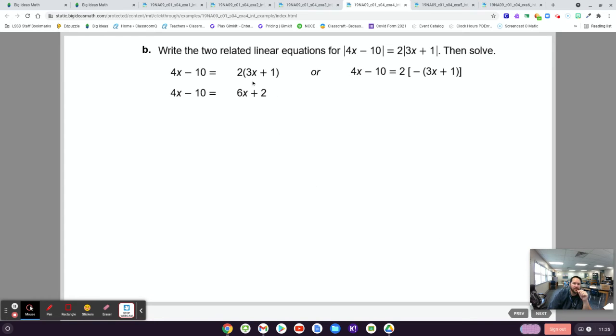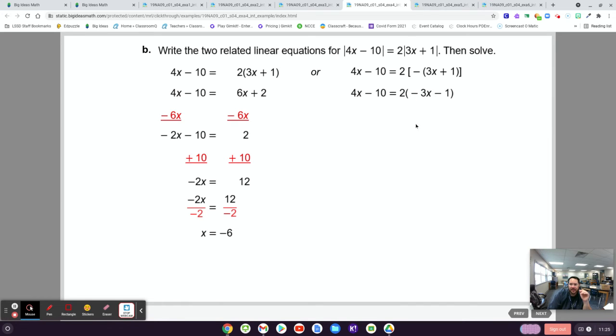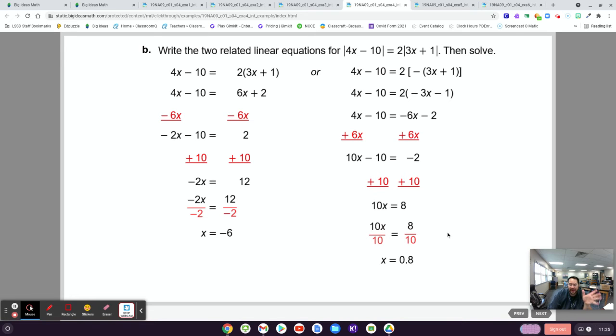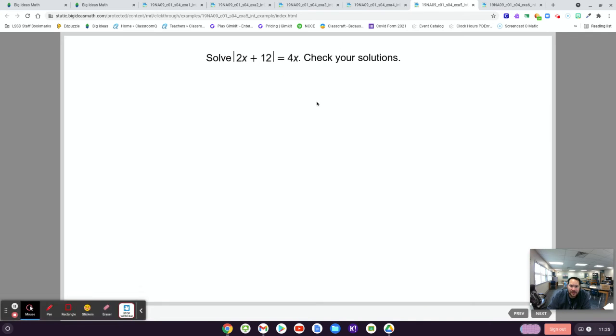And then you solve. Distributive property here, and you solve and you get -6 for this one. You also have to solve this one. So you distribute that negative, then you distribute the 2, and then you solve it, and you find out for this case that x equals 0.8. So we have 2 different answers for this one, -6 and 0.8. So absolute value equations will have 2 answers, or in some cases, this one, I believe, is where we're going to have our first extraneous case.